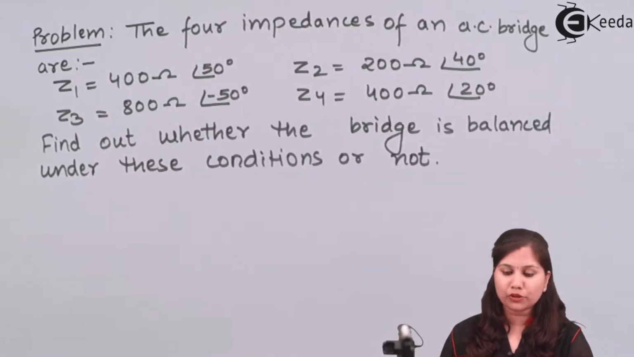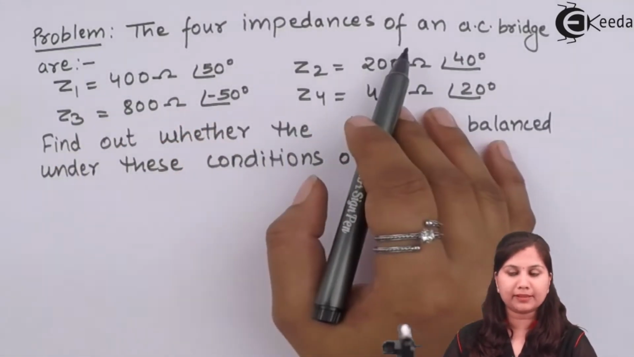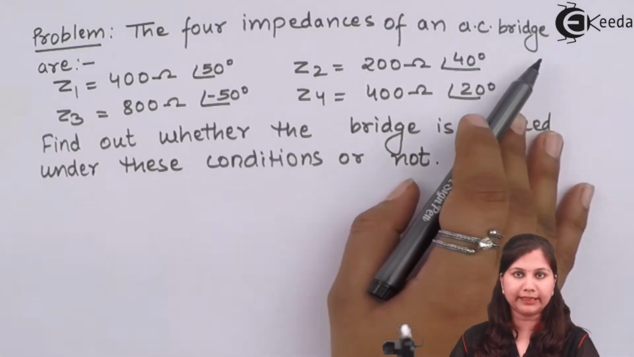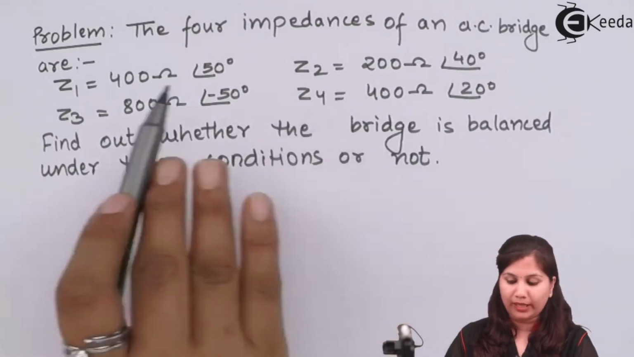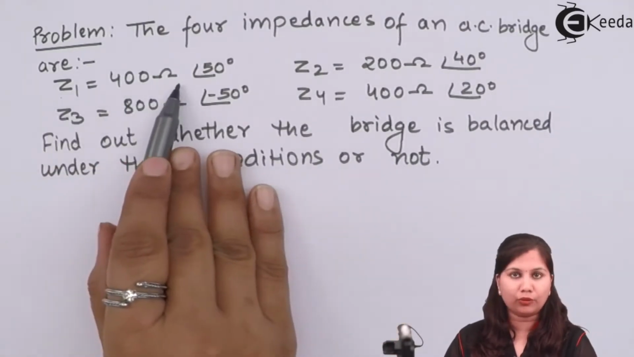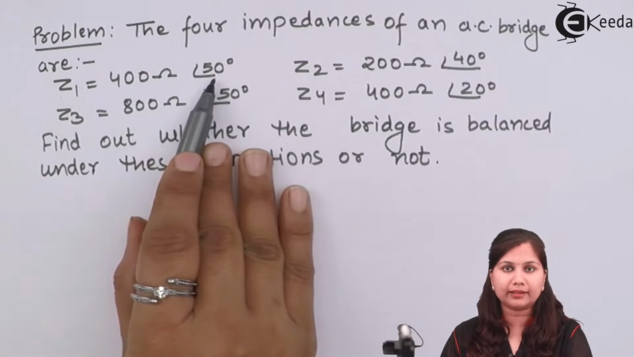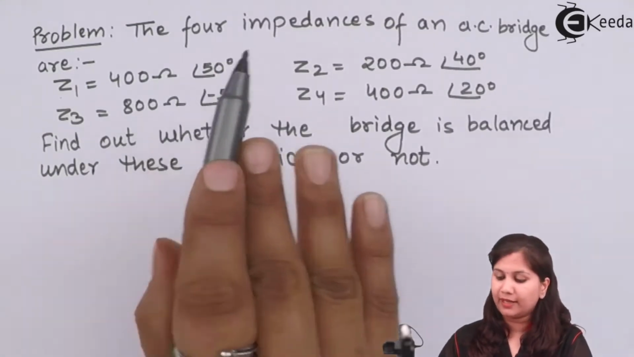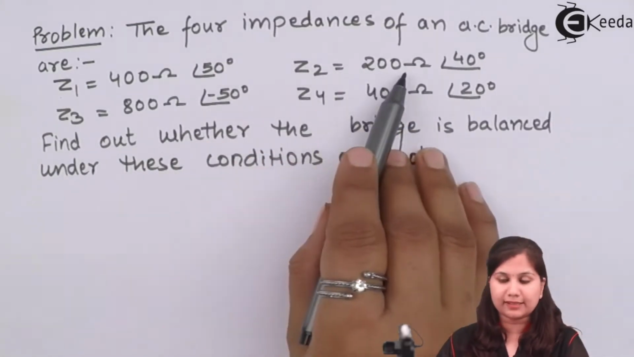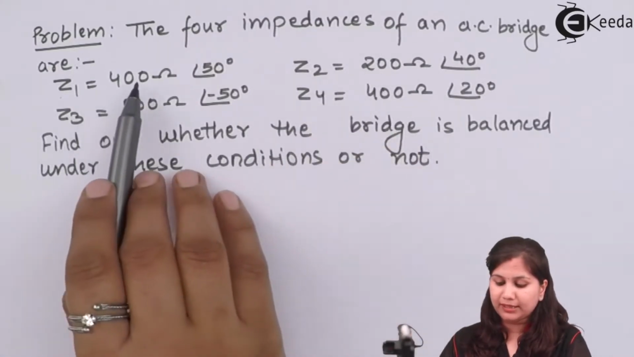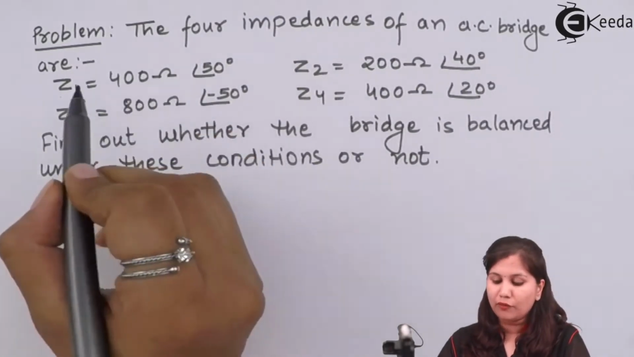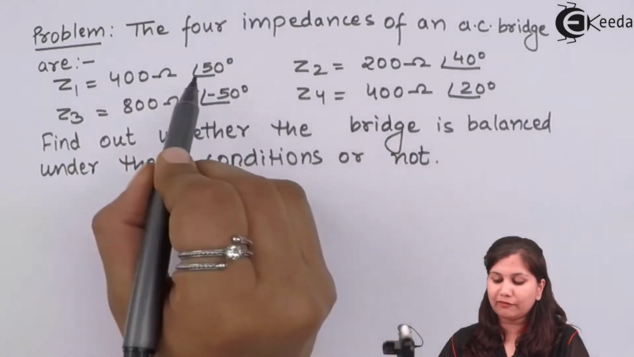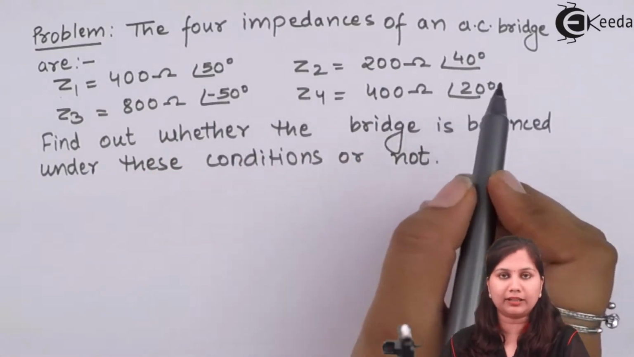So our problem is we are given the four impedances of an AC bridge, or alternating current bridge, Z1, Z2, Z3 and Z4. Z1 is a resistance of 400 ohm having the phase angle 50 degrees. Z2 is again given; these are the impedance values, that is, the reactance values given to us. 400 ohm, 200 ohms, and the phase angles related to them are given to us.